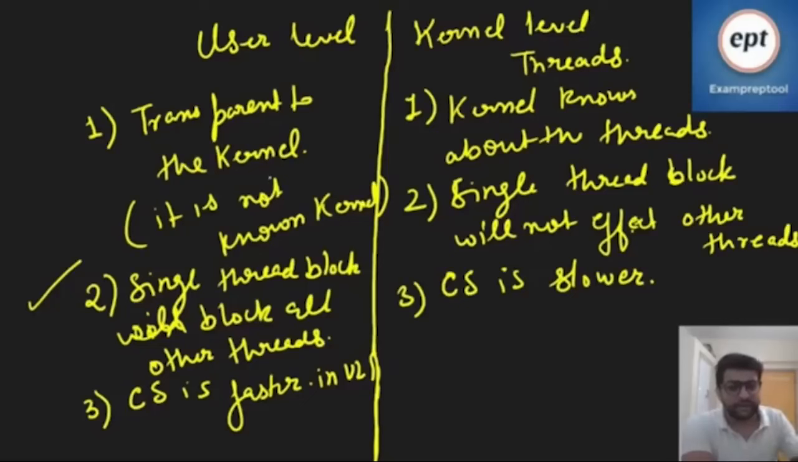Because if the user level threads are not known to the kernel, then blocking a single thread will block all other threads, of course. And the context switch is faster in user level threads because the kernel is not taking part in the context switching, right? That is why it is faster in user level threads. You only need to change the register values. And here the kernel knows about the thread, so a single thread can be blocked. And context switch is slower because here the kernel is intervening in the context switching process, right?